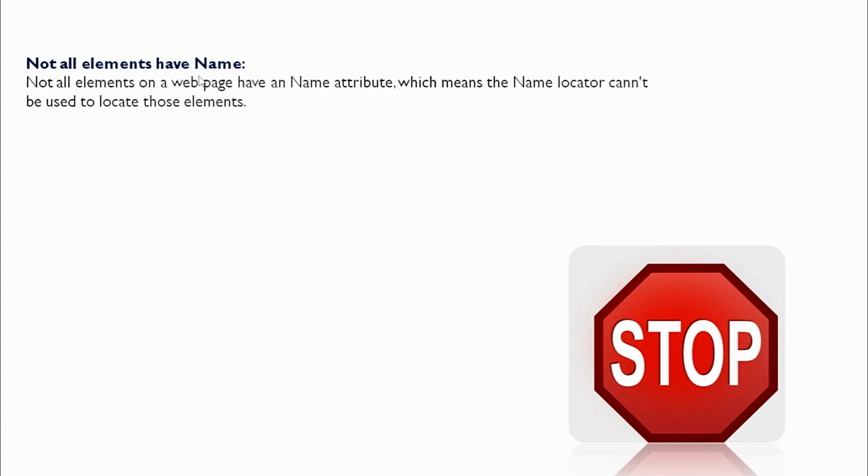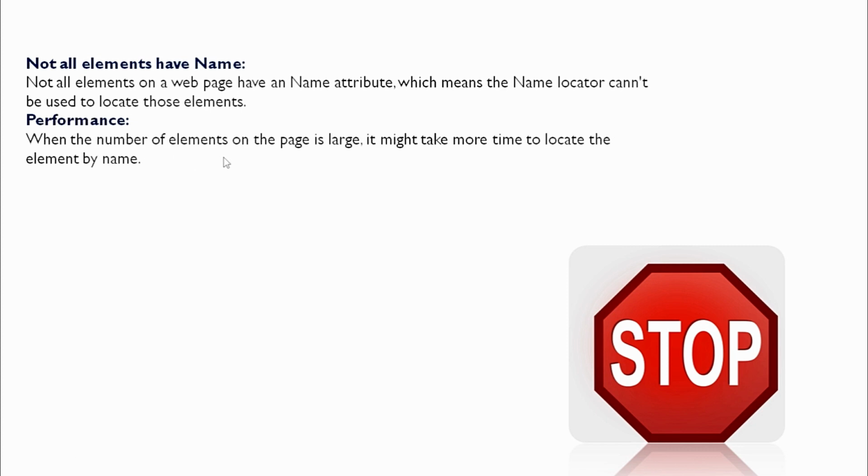Not all the elements have a name. Yes, of course, because we have multiple web elements, and if all the elements don't have name attributes, it means the name locator cannot be used to locate those elements that don't have the name attribute. Now coming to the performance. When the number of elements on the page is large, it might take more time to locate the element by name. It is the same as what we discussed with the ID.